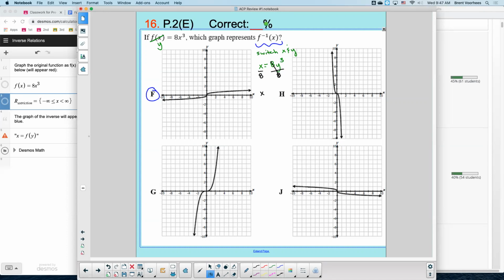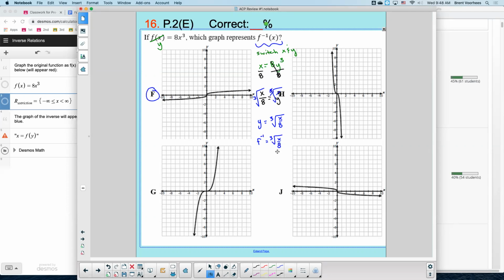And then the way to get rid of a cube is you do a cube root. A cube root is this thing that looks like a square root, but it has a little 3 right there. That's what would cancel the cube. So that goes away, and what you're left with is y equals the third root of x over 8. Or instead of saying y, you could use this symbol: f negative 1 equals the third root of x over 8.